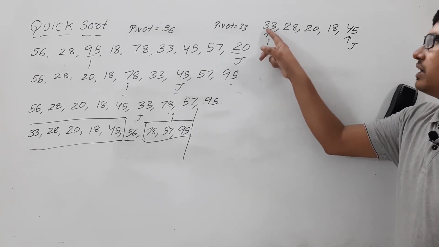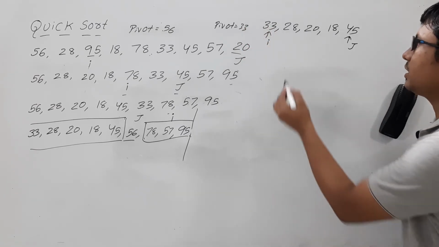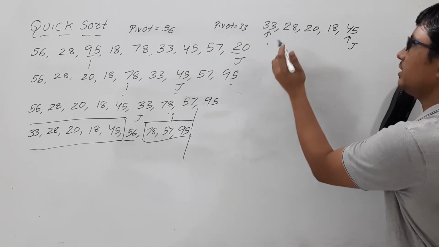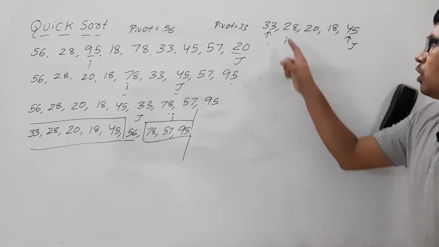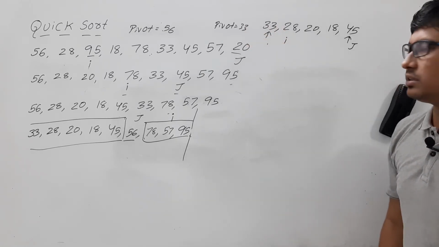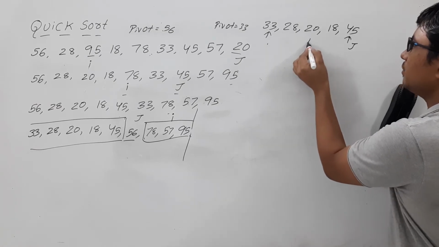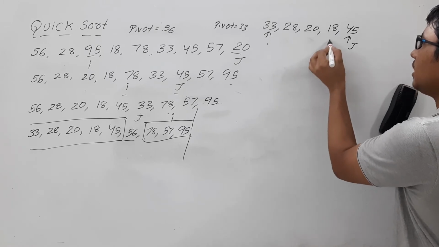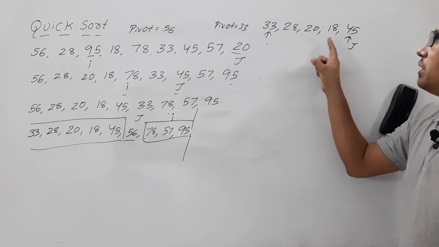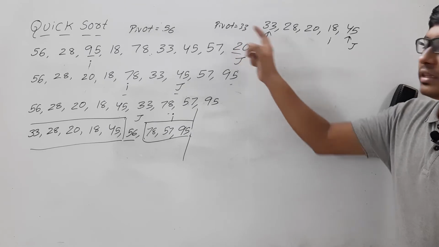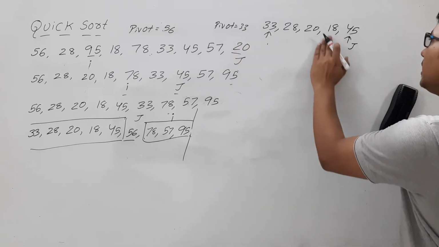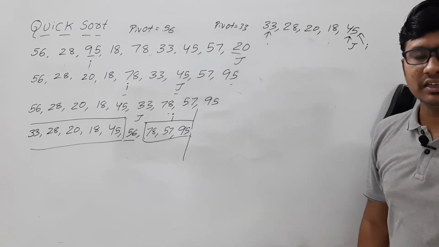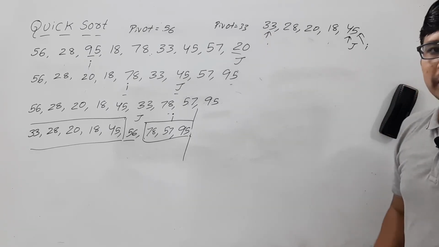Now when should I increment the I value? If A of I is less than or equal to pivot, then I need to increment. 33 is equal to 33, so the condition is satisfied. Now I will increment the I value. Now 28 is less than or equal to 33, so again I will increment the I value. 20 is less than or equal to 33, again I will increment the I value. Okay. Now 18 is less than or equal to 33. Am I right? So again I will increment the I value. Now 45 is greater than 33, so I will stop incrementing the I value.